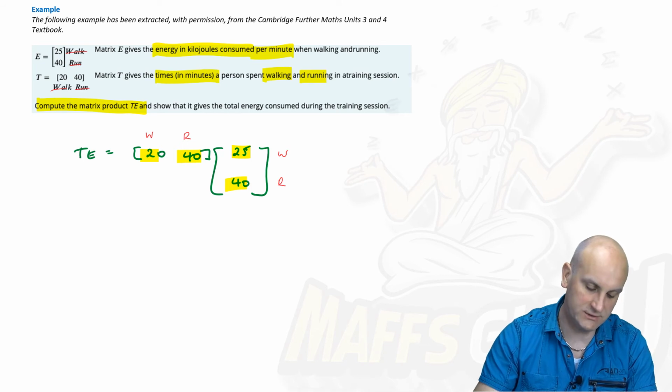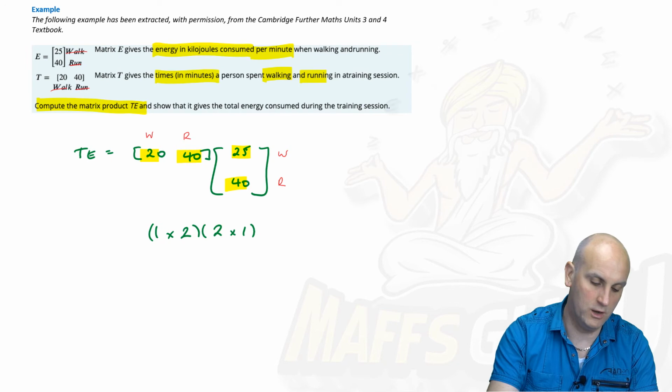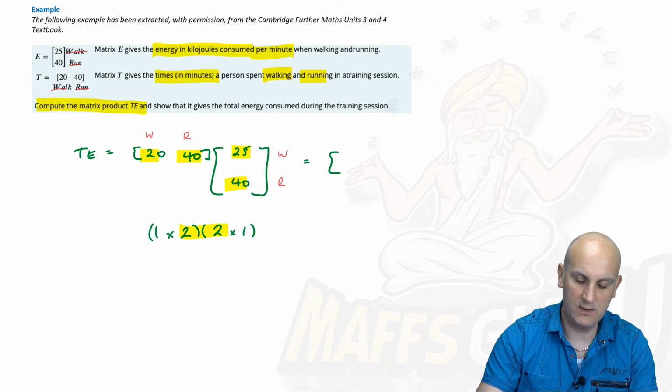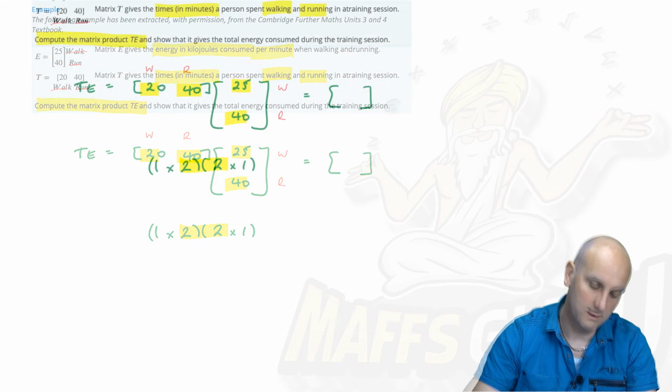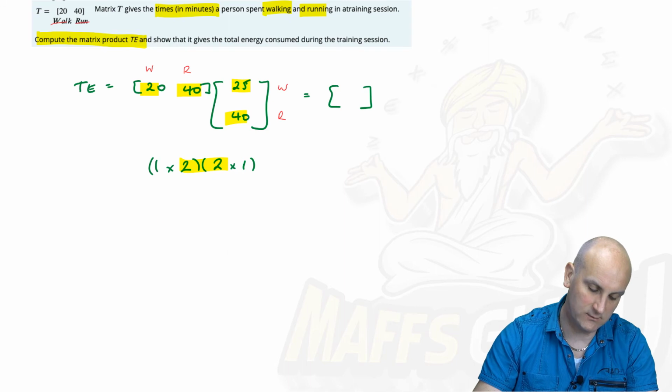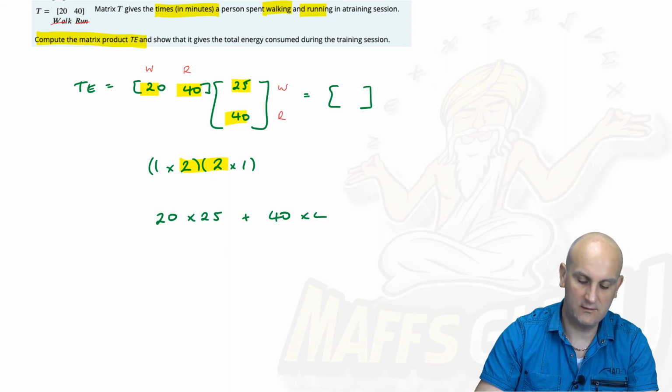Let's just check that we can actually do this. How many rows? 1 row and 2 columns. And that's got 2 rows and 1 column. Yes, they are the same. And the result is going to be a 1 by 1 matrix, which means I do 1 row, 1 column. So let's pair those numbers together. We get 20 times 25, and we're going to add that to 40 times 40.